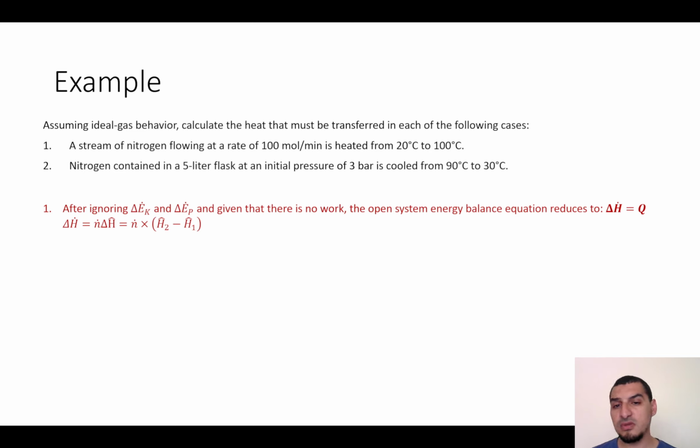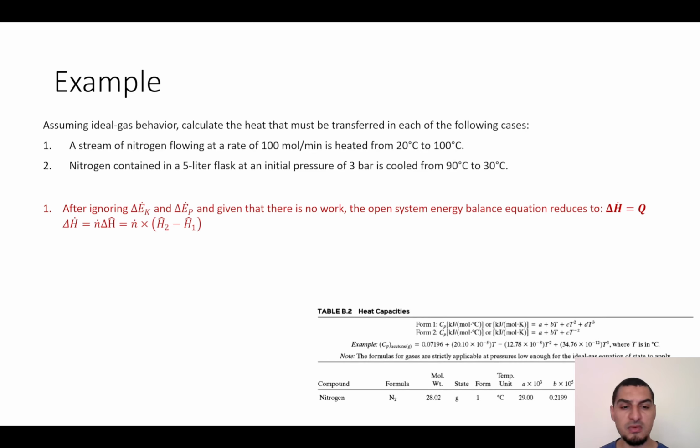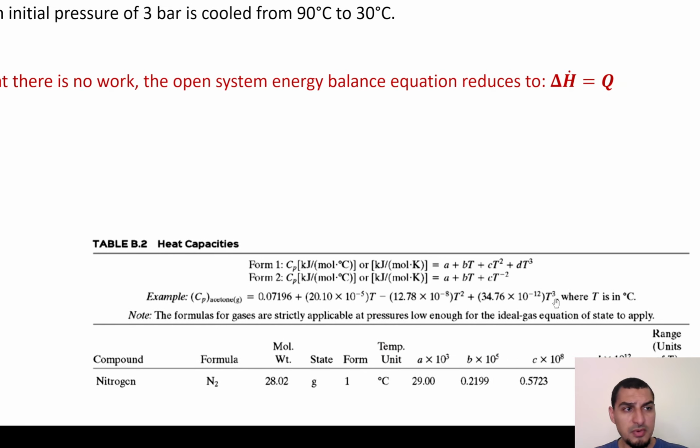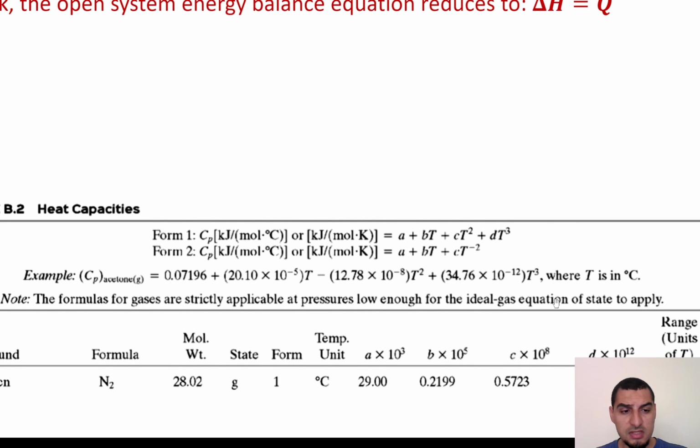We know already the molar flow rate, which is 100 moles per minute. So the only missing part is the difference in specific enthalpies. To do this, we will simply do the integration. We need to get the constants from the table. This is nitrogen, and it's a gas because we assume ideal gas behavior. So I cropped the part of interest here just to make it easy for us. This number is not going to be clear, the last part. So for now we already have the information that we have for A, B, and C.